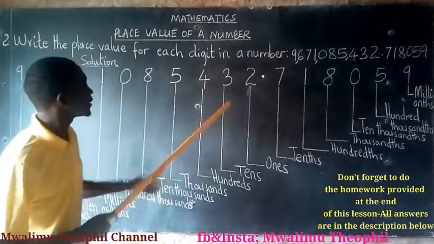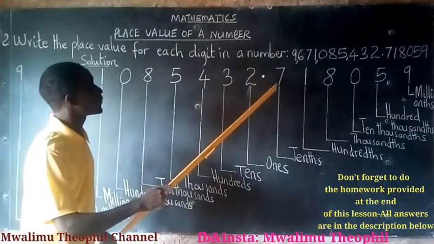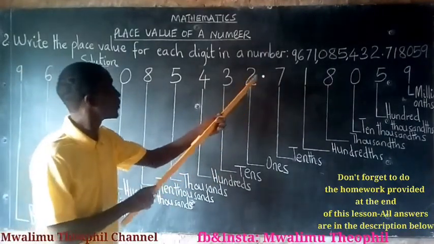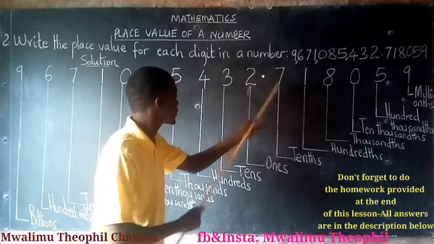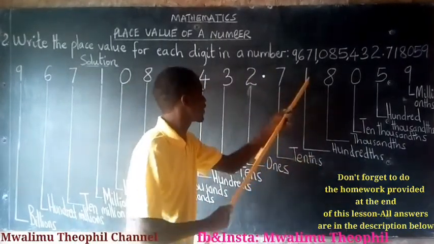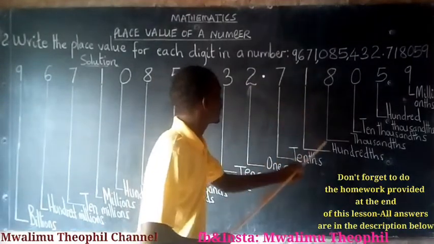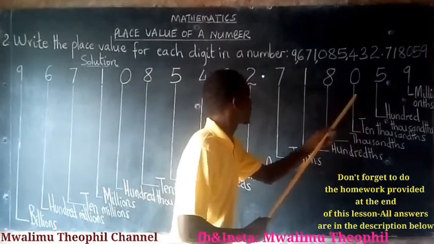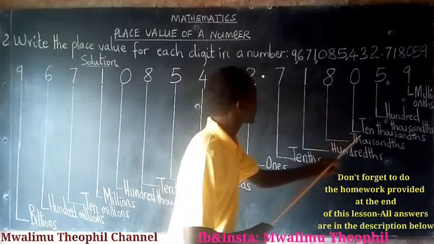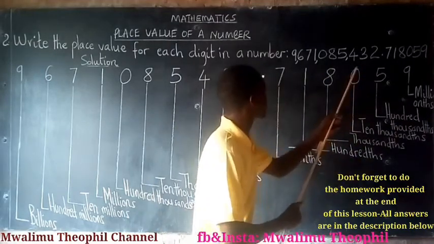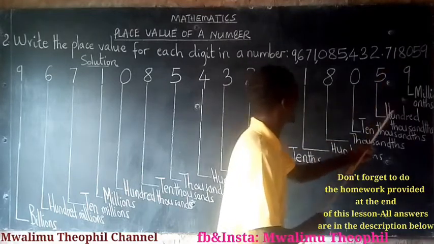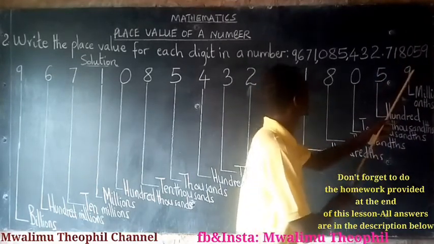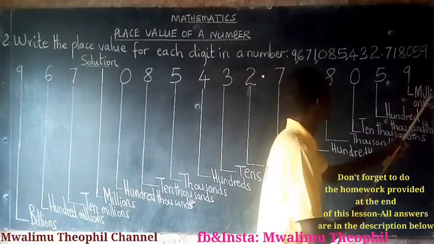Now let us see the place values for the digits after a decimal point. You can see the first digit is 7 after the decimal point, so it is tenths. Our second one is hundredths. Our third one is thousandths. Our fourth one is 10,000ths. Our fifth one is 100,000ths. And our sixth one is millionths.